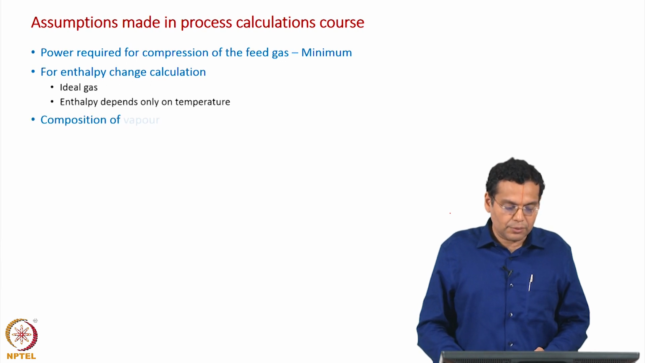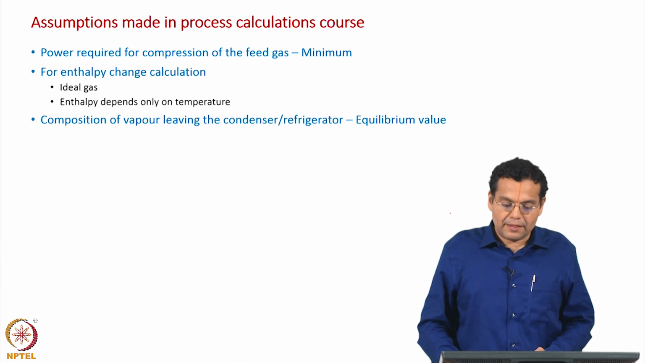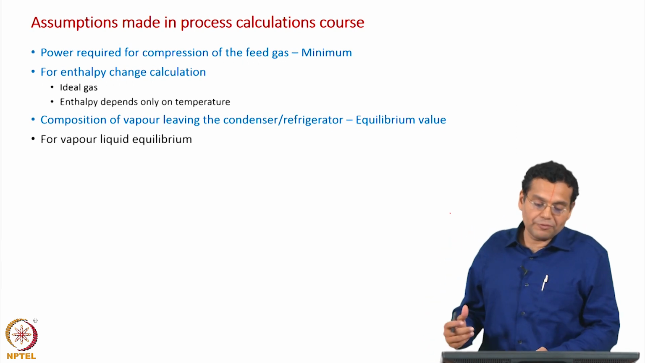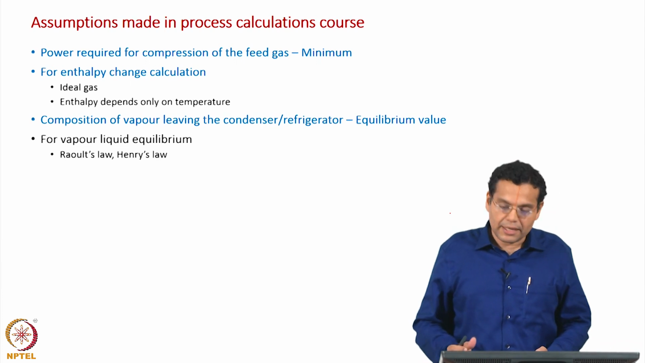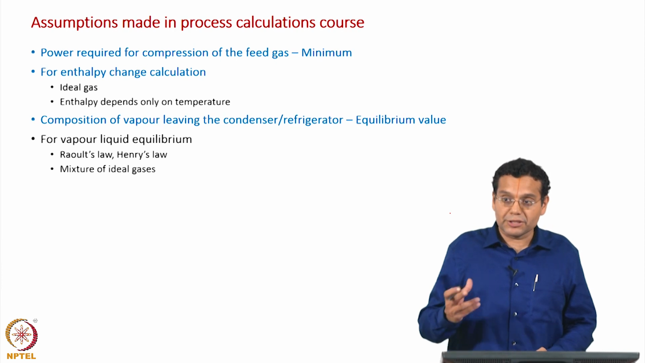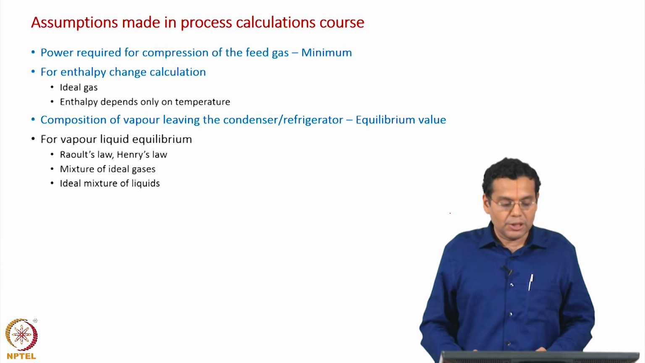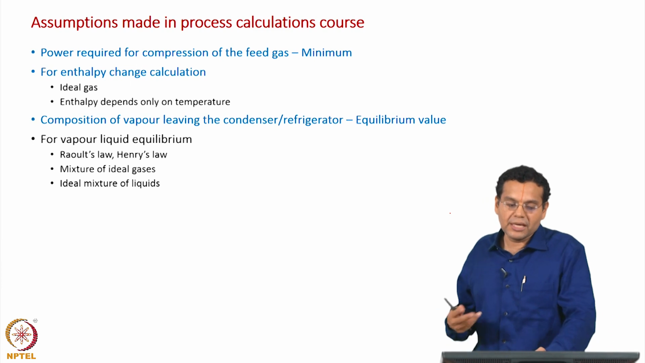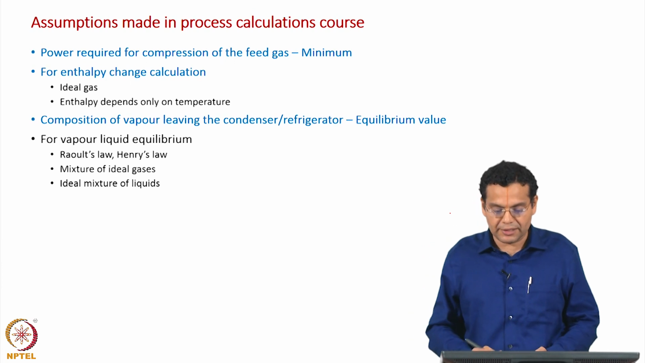Now, regarding the composition of vapor leaving the condenser and refrigerator, we will assume vapor liquid equilibrium, and we will use Raoult's law or Henry's law depending on the case. We will also assume it is a mixture of ideal gases and an ideal mixture of liquids. So, based on all these assumptions, mixture of ideal gases, ideal mixture of liquids, we will assume the vapor and liquid are under equilibrium and find out the composition of vapor leaving the condenser and refrigerator.